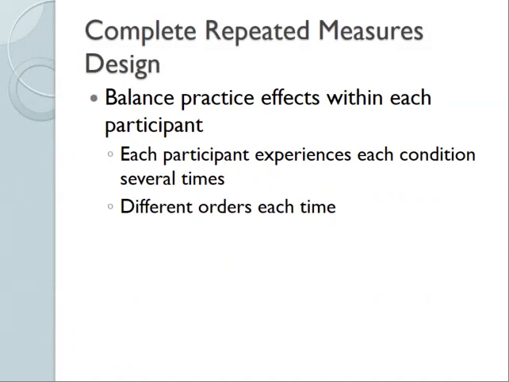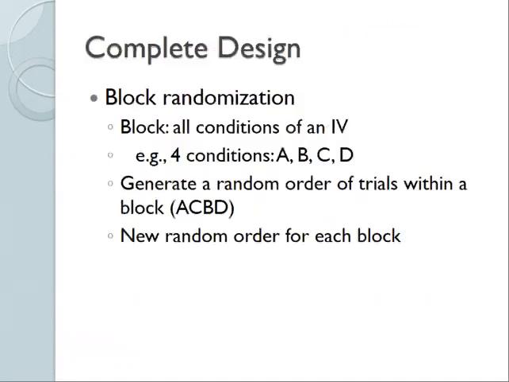So when you have a complete repeated measures design where everyone's doing each level many times, there's two methods for generating the order of conditions. So almost all of what we're talking about in this chapter is how you figure out what order you present the conditions, the different levels of the independent variable, in. The first one is block randomization.